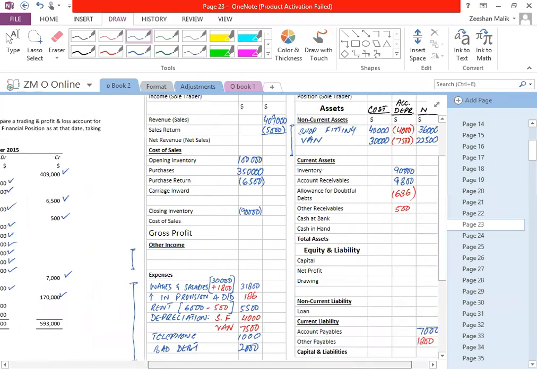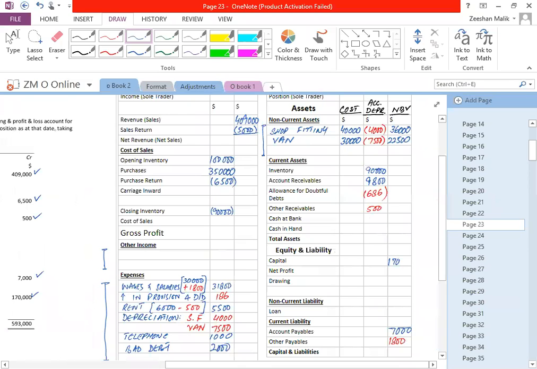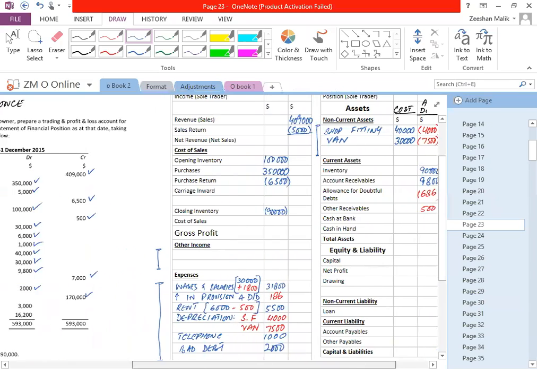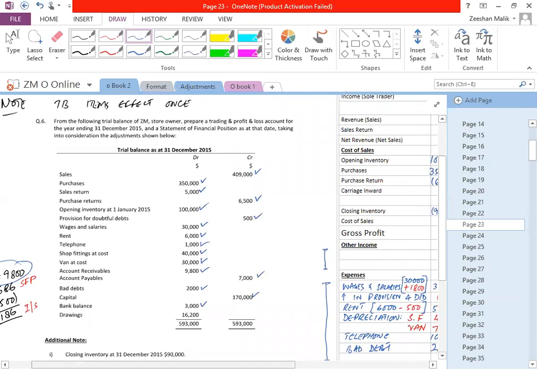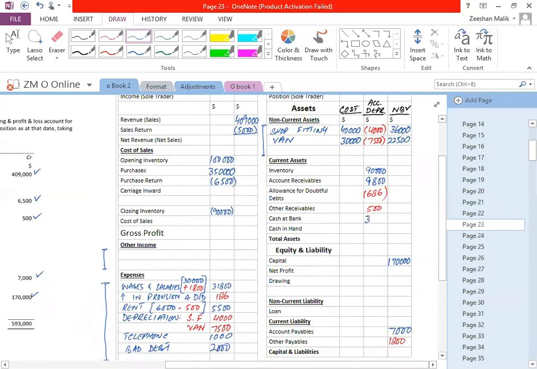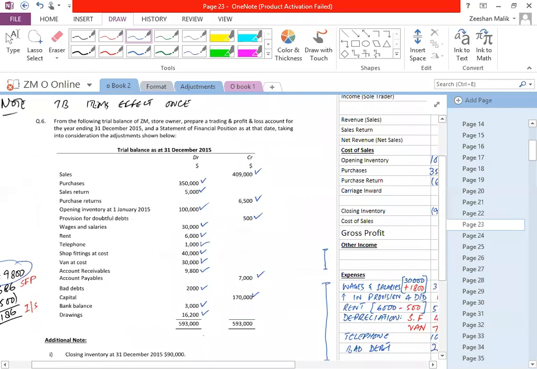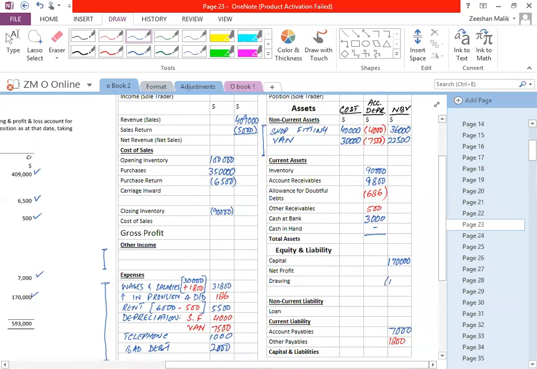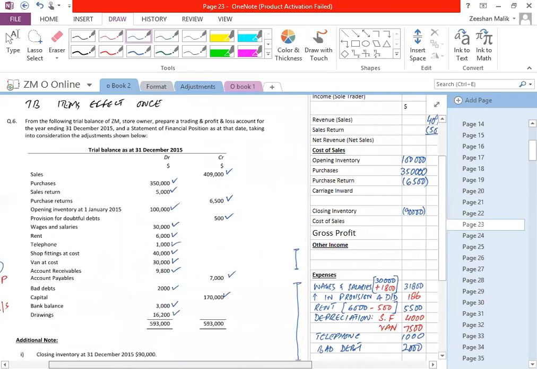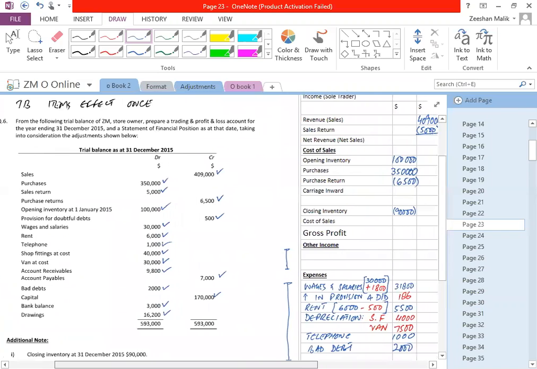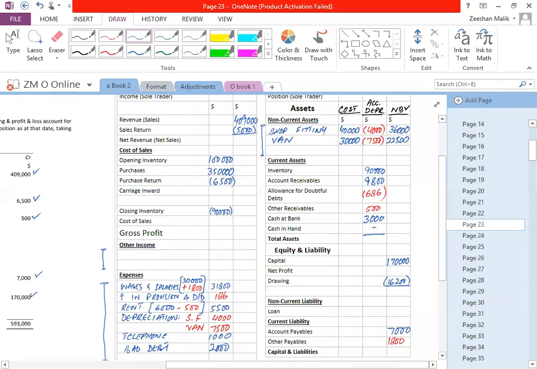Capitals 170,000 here. Bank is a current asset 3,000. Already name mention हुआ है बैंक का. Drawings 16,200. जाहिर है कैपिटल से ही माइनस होगा. Drawings belongs to owner, that is capital. Here we have done the question. हमने पहले एडजस्टमेंट्स लिखनी सारी, एडजस्टमेंट दो जगह लिख दिया, फिर हमने ट्रायल बैलेंस उठाकर उनकी प्लेस में लिख दिया. Only we follow the pattern. Now one by one perform the calculation.